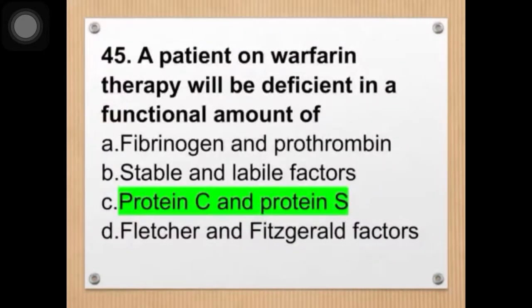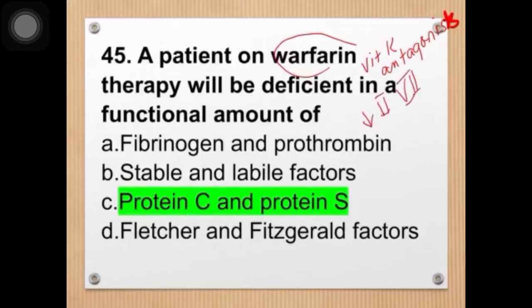Number 45, warfarin. Kamag-anak po nito si coumarin, coumadin, mga oral anticoagulant. They are vitamin K antagonists. Now, if they are vitamin K antagonists, they inhibit your vitamin K dependent factors. Factors 2, 7, 9, at saka 10. Pero kung mapapansin nyo po, walang 2, 7, 9, at saka 10.